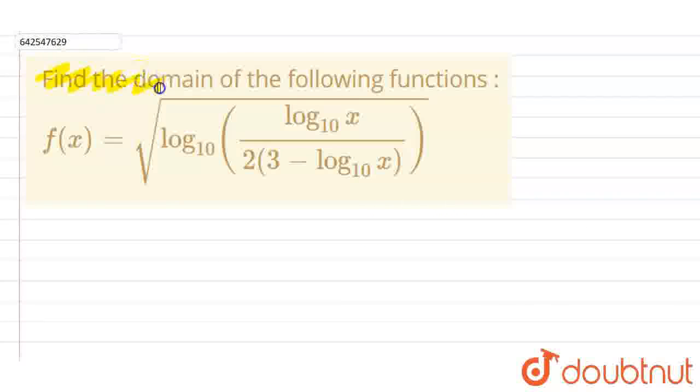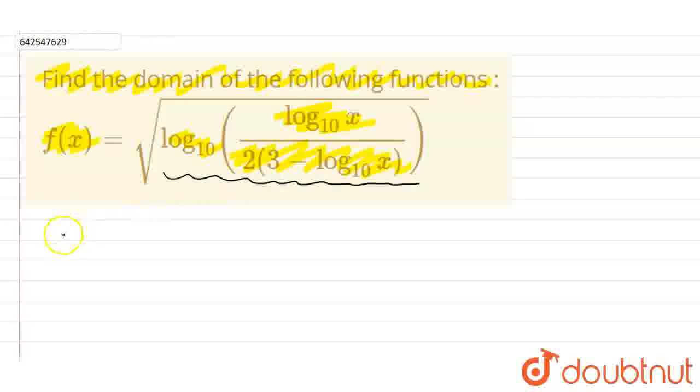So our question is: find the domain of the following function. f(x) equals under root log of [log x to the base 10 upon 2 into (3 minus log x to the base 10)], to the base 10. So this function is only defined when this complete function should be greater than or equal to 0.